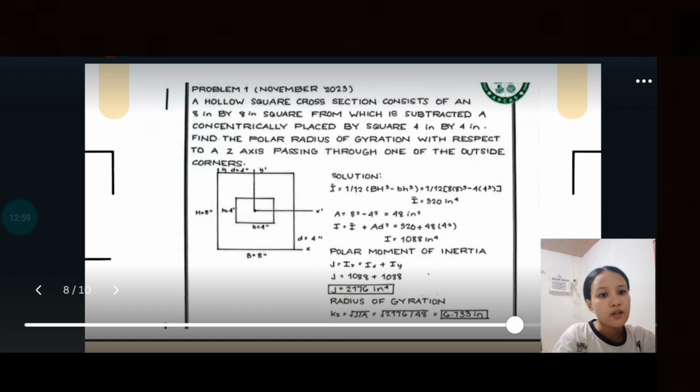Then the next one is the radius of gyration. So kz, the formula is the square root of J over A, is equal to our J, which is 2176, over our A, which is 48, which is equal to 6.733 inches. So the other answer is 6.733 inches.